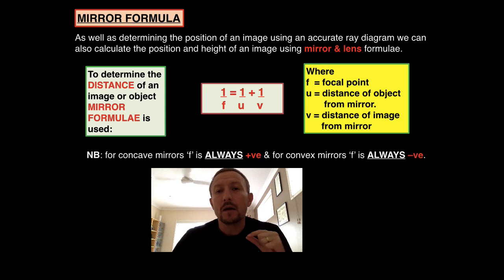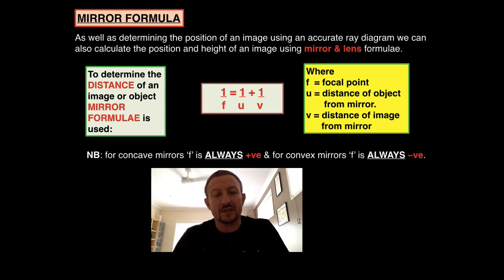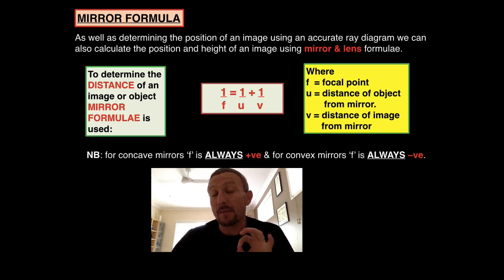So to recap, for a concave mirror, the focal point is always positive because it's on the same side of the reflective surface. For a convex mirror, the focal point is always on the opposite side. It's always behind the mirror, on the dark side of the mirror, and hence is always negative. Remember, the focal point can be calculated as half the radius of curvature.